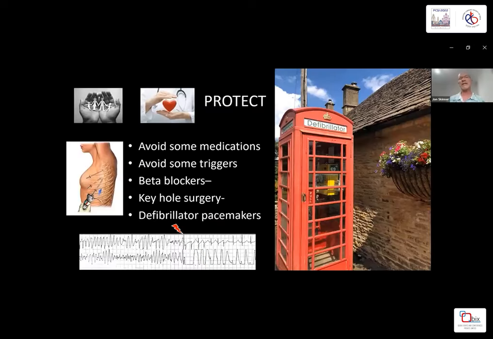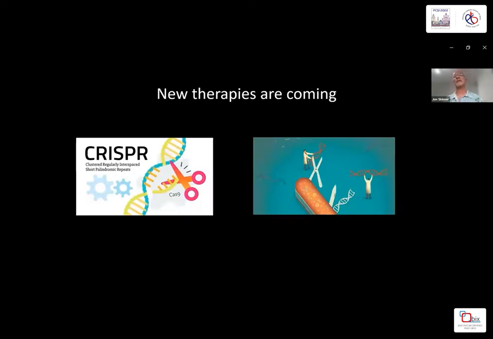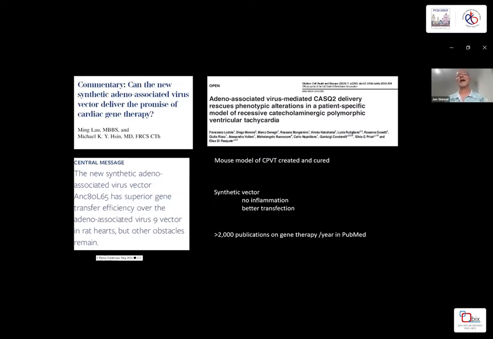So at the moment, we have many ways that we can protect people once we diagnose their condition: ICDs, keyhole surgery, beta blockers, but new therapies are coming. We're going to have gene therapies. Long QT syndrome gene therapy is probably a decade away. CPVT is probably a little bit closer. So it's coming. All of these advances, more than 2,000 publications a year on gene therapy in PubMed. So the future clinic will be defining which gene therapy is given to whom in our patients with inherited arrhythmias.